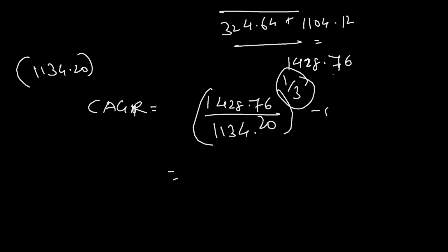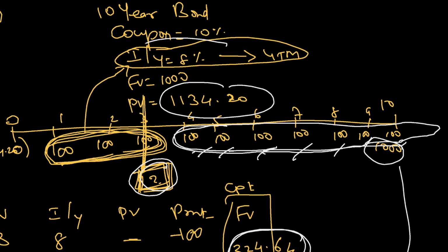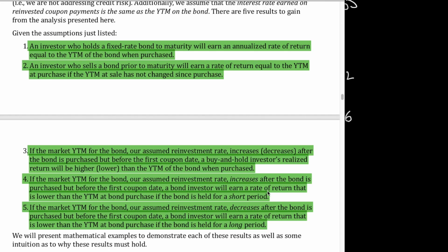So 1428.76 divided by 1134.20 to the power 0.3333, and then minus 1. When I convert it into percentage, I get 8%, which is equal to the initial YTM. So this proves the second statement.